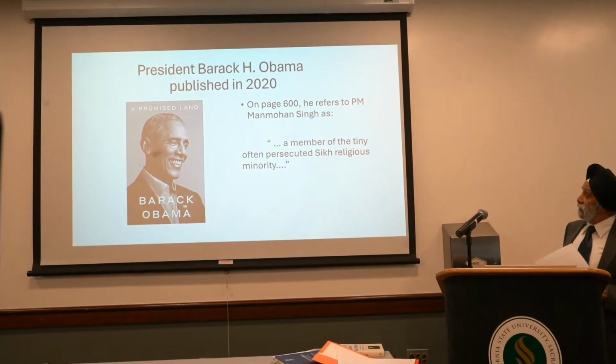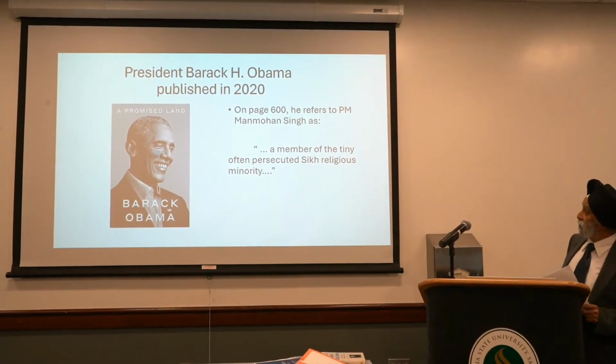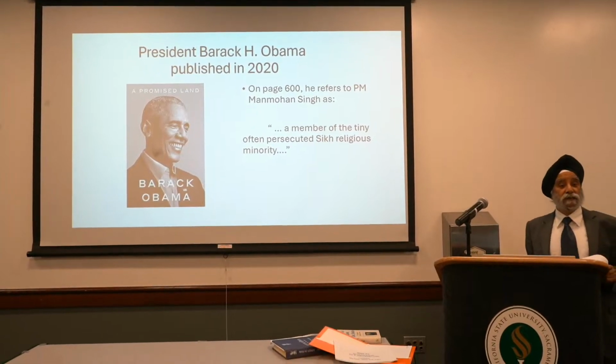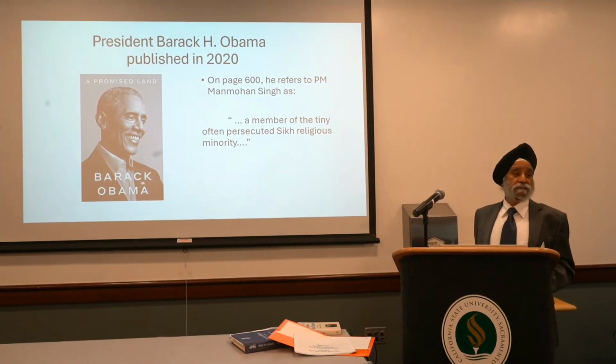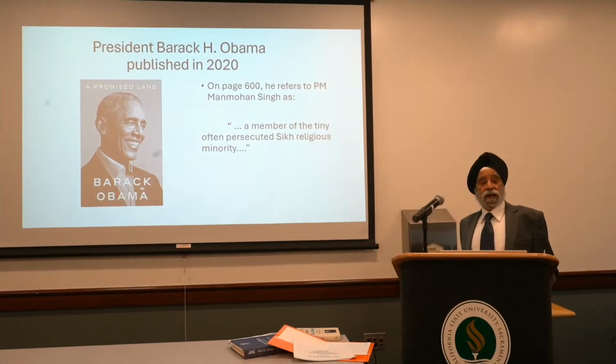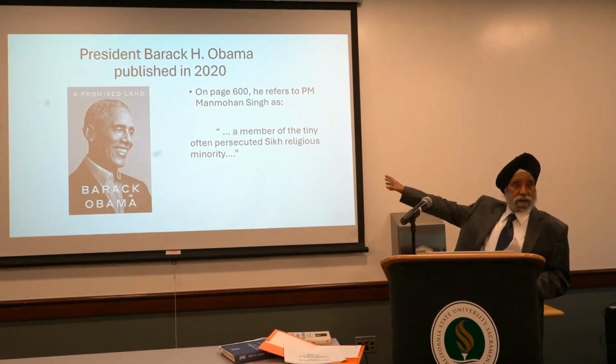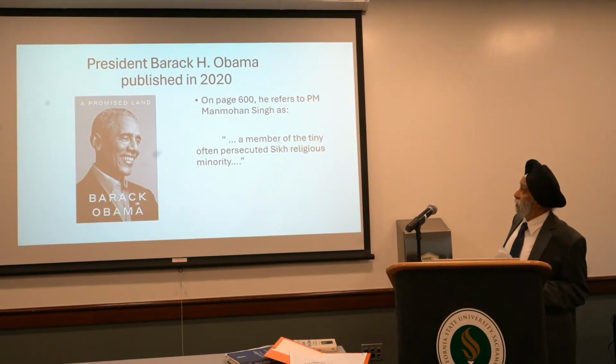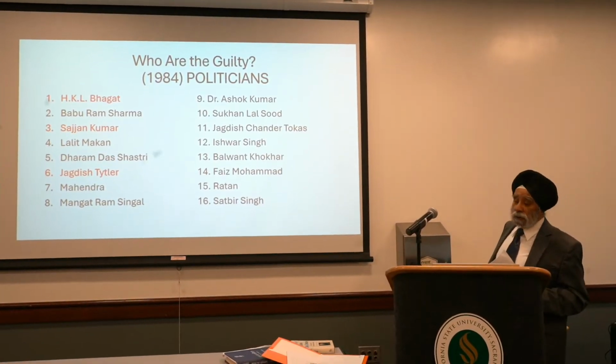Now, we all know President Obama. His book just came out about 4 years ago, in 2020. And on page 6, he refers to PM Manmohan Singh. That's when he met him when he was in India. And he refers to Manmohan Singh as a member of a tiny, often persecuted Sikh religious minority. That's the President of the United States saying it. Okay? And I just brought it. It should be there in your library, this book. Go ahead, next. So who are the guilty ones?